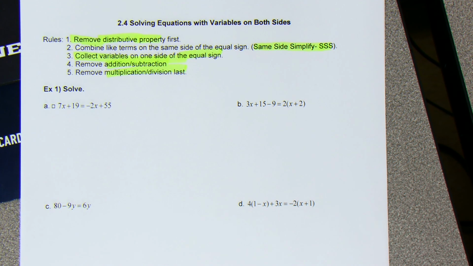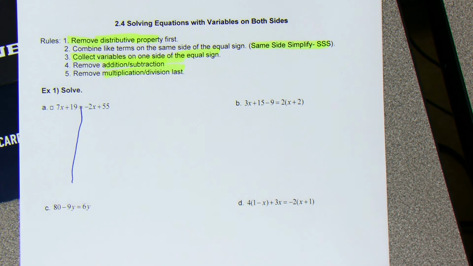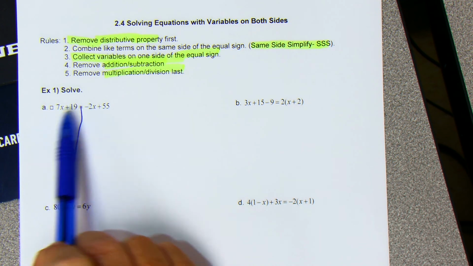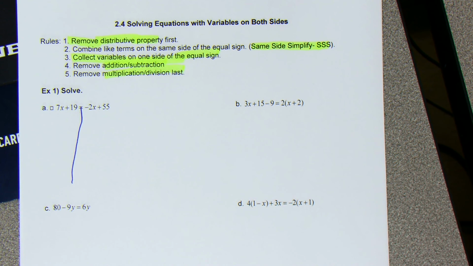When I start my equation, I'm going to draw my line straight down, just like I'm solving any normal equation, splitting my equation into two sides. I first need to remove distributive property. Is there any distributive property? No, there is not. Then I combine like terms on the same side of the equal sign, or same side simplify. We do have like terms, but we have our x's on opposite sides of the equal sign, and we have our constants on opposite sides of the equal sign. So we cannot combine like terms yet because we need to have them on the same side of the equal sign.